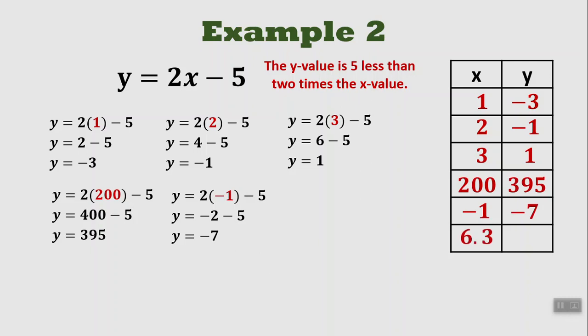And what if we chose a decimal? That works too. Plug that in, and we come up with the y value of 7.6. Now again, this process is finding a whole lot of ordered pairs that are solutions to this equation. Are they the only ones? No, there's a whole lot more. There's actually an infinite number more.